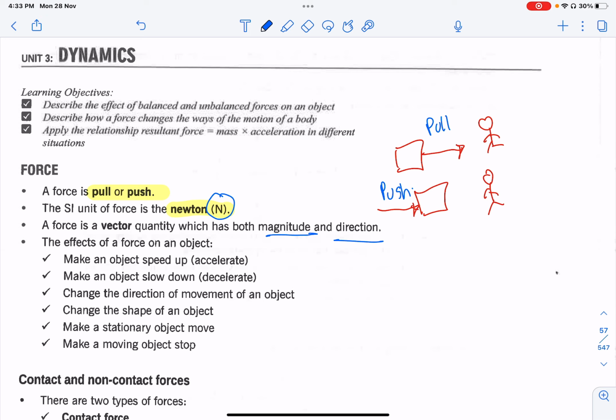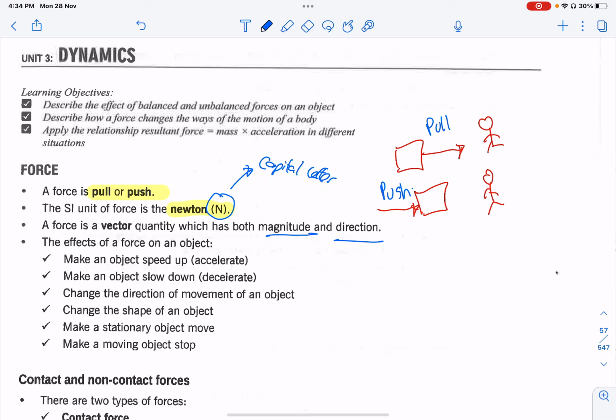Then, when you actually apply some form of force, you are pushing it forward. The other action is where, let's say you have the box, right, and you are moving in the opposite direction. You want to pull it towards you, right? That's a pulling action. And then the SI unit for a force is actually Newton, and the SI unit symbol is a capital letter N.